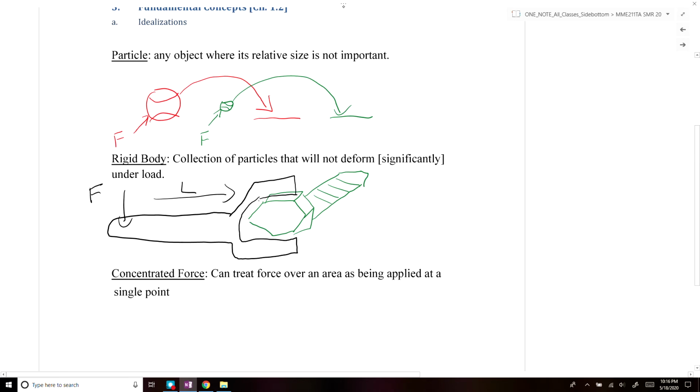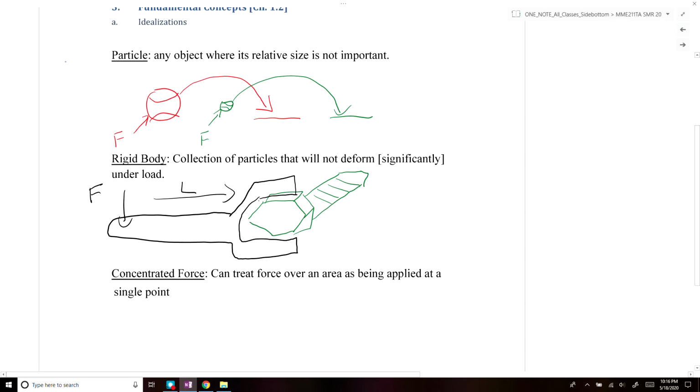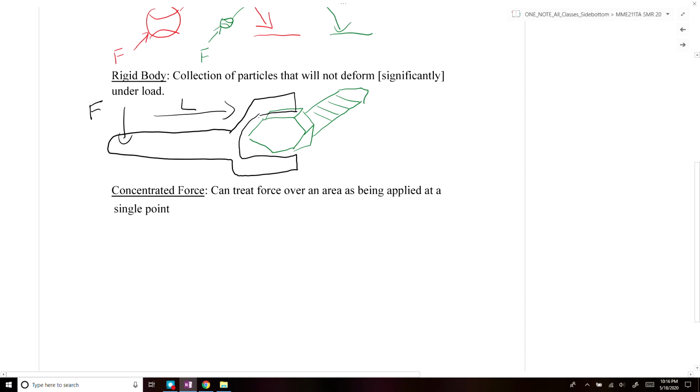And then the final assumption that we'll often use in this course is the assumption of a concentrated force. Oftentimes we will treat forces that are applied over an area as being applied at a single point. We can often do that when a pressure is applied over a very small area relative to the overall size of the object.